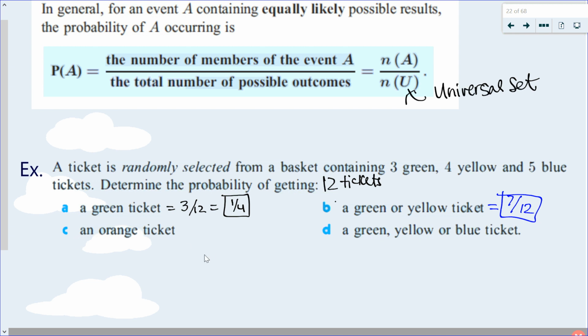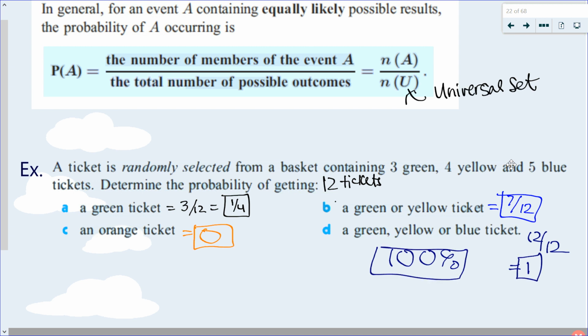Probability of an orange ticket, well, since we have no orange tickets, that's a probability of 0. And then probability of a green, yellow, or blue. What is that one going to be? Yep, it's 100%, because all of them are either green, yellow, or blue, or we could add them up. It is 12 out of 12. So you could say it's a probability of 1. You could write it that way. You could write it as 100%. It's up to you. So that's the gist of a very basic probability problem.